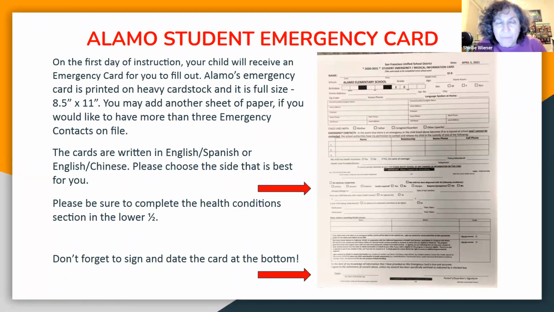Right below that, if you have any other children who are in SFUSD, whether in a TK, a pre-K, a high school, or a middle school, or here at Alamo, please list those children too. And then last at the bottom, we need you to date and sign the card. It's pretty straightforward. This year's cards will be pale yellow, and you'll find them in the backpacks of your children when you pick them up. So thank you for that.